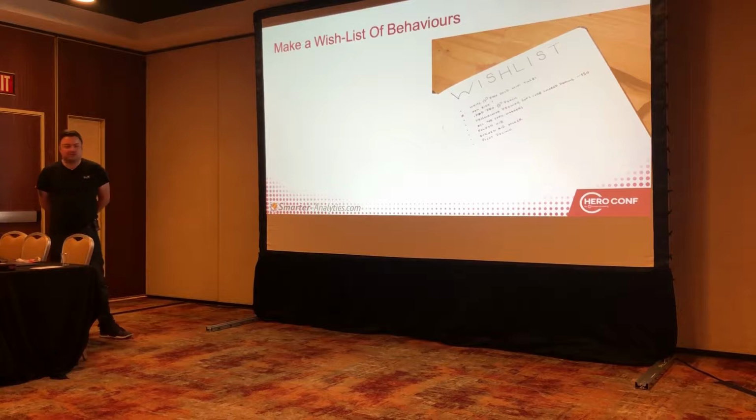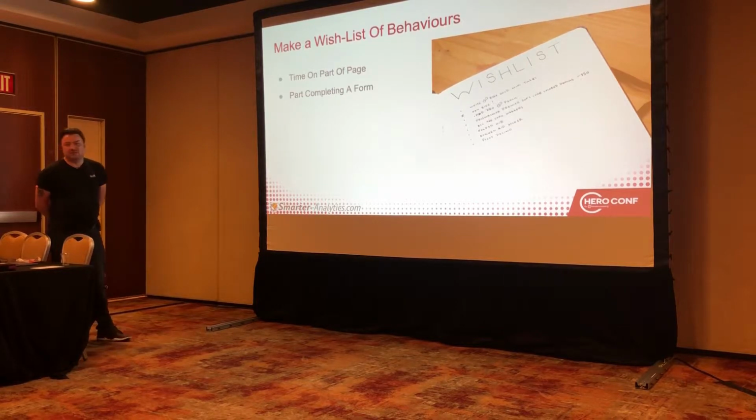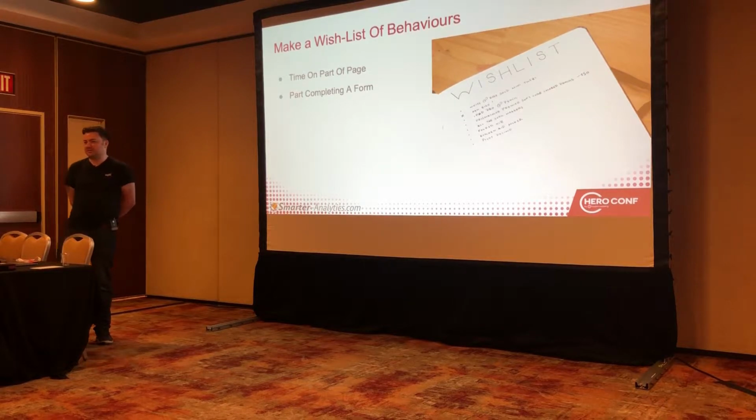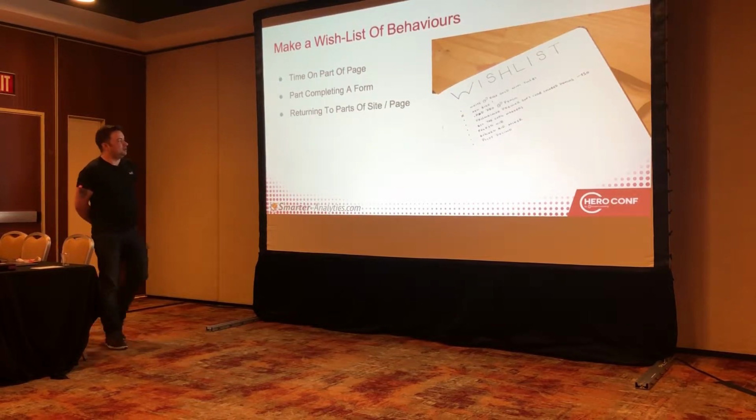So the first thing that I like to do is create a wish list of behaviors that I want to create. So I've pulled some random ones. Some might be time on part of a page. It's not time on page, that's readily accessible inside of Google Analytics, so we want to define it even more. So part completing a form. We know how many people completed a form, that's the conversion rate. How many people nearly completed the form, or completed the form and didn't press the button, or completed the form and thought about pressing the button, but something told them not to, just at the last second. Returning to parts of the site or the page.